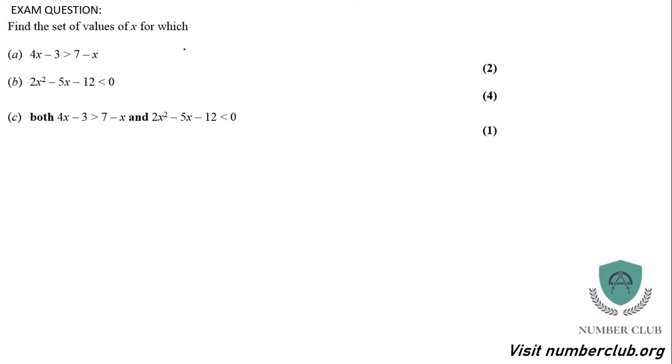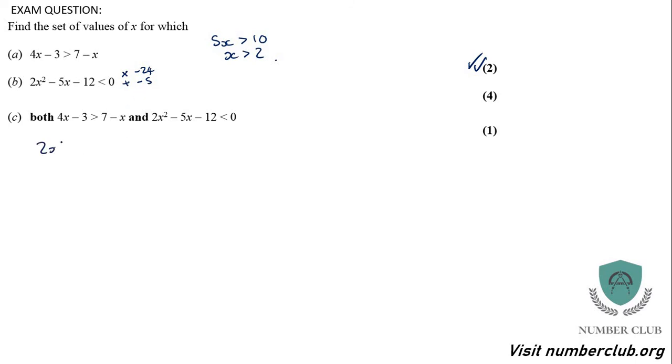So we're going to add on x onto each side, so we're going to end up with 5x, and we're going to add on 3 onto each side, so we're going to end up with greater than 10, so x has got to be greater than 2. Okay, that's easy for 2 marks. Next, factorize this thing. So we need two numbers that will multiply to make negative 24, but also add to make negative 5. They are negative 8 and 3.